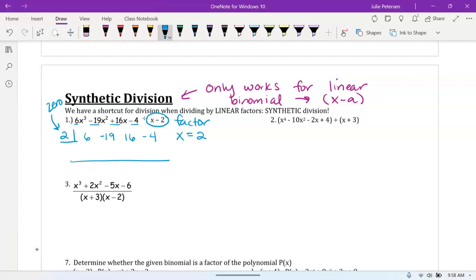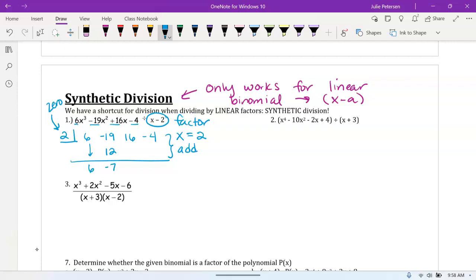And then what we do to get started is we bring down the first coefficient below the line, 6. And the process is going to feel kind of similar to long division, but there's one key difference. So I bring this down and I say 2 times 6, and I get 12. That's how I write this number here. And then in synthetic division, we add instead of subtracting. Okay, that's the key difference here. So negative 19 plus 12, I get negative 7.